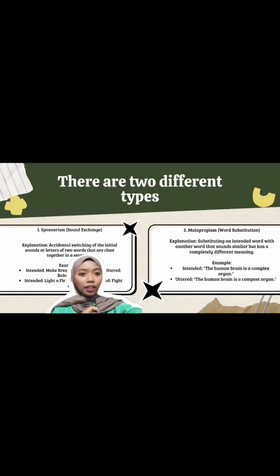The second type is called a malapropism. Unlike spoonerism, which swaps single letters, a malapropism is a mistake in word selection. We end up pulling out a word that sounds very similar to the target word, even though the meaning is miles apart. For instance, you might mean to say the human brain is a complex organ, but due to lack of focus, you blurt out a similar-sounding wrong word instead. Imagine how confusing that sounds to whoever is listening.